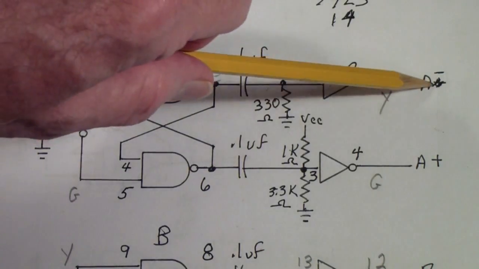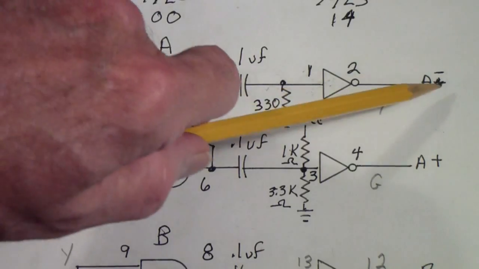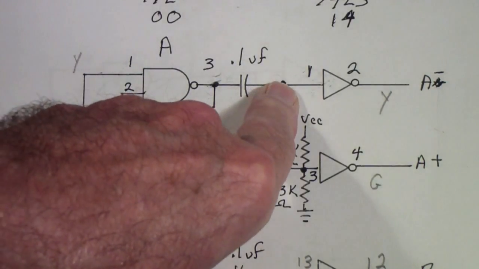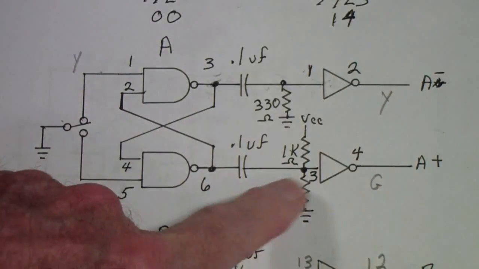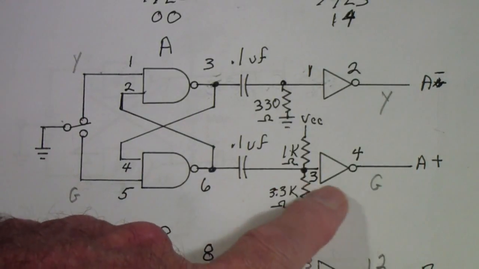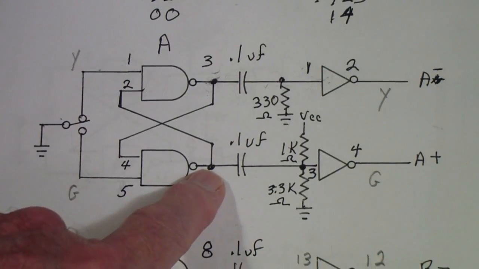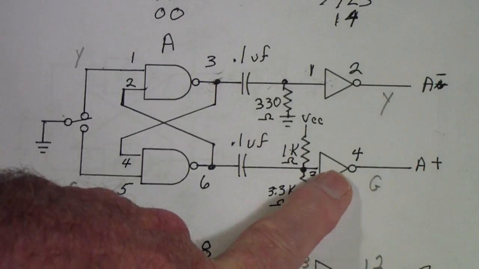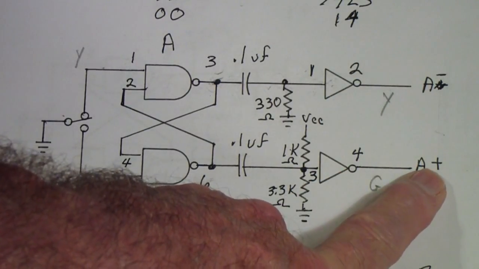That is then inverted, and we call that the A minus signal because it's a negative going pulse. It's a positive going pulse here, then it's inverted to become a negative going pulse. Similarly, the one below does the reverse. In other words, it triggers when this switches, the capacitor couples that, the inverter inverts it, and we get a positive going pulse.